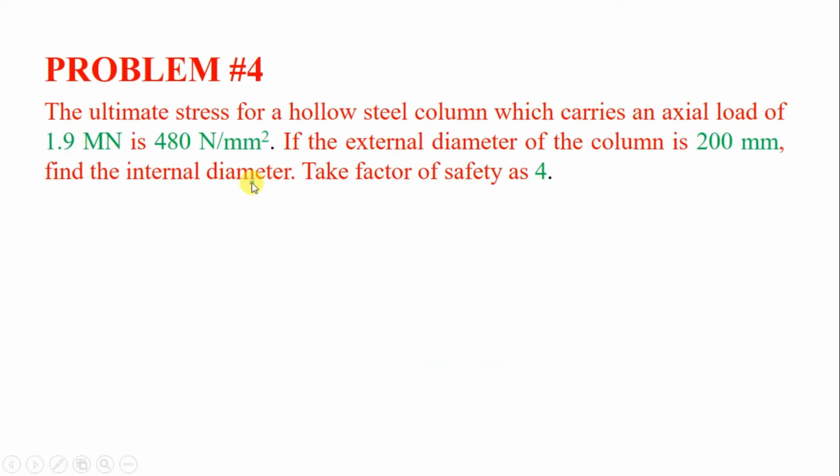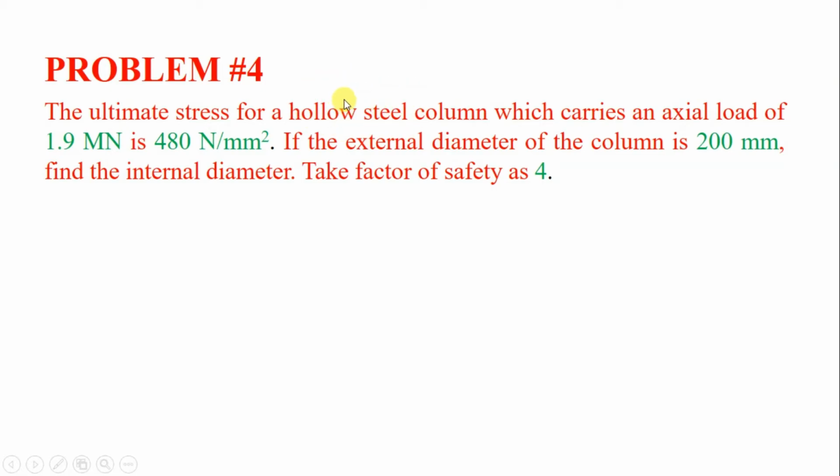Next we will see problem number 4. It is given as the ultimate stress for a hollow steel column which carries an axial load of 1.9 meganewton is 480 Newton per mm square. If the external diameter of the column is 200 mm, find the internal diameter, and the factor of safety is given as 4. So you have to understand this problem clearly. This is a hollow cylinder wherein the load is given.